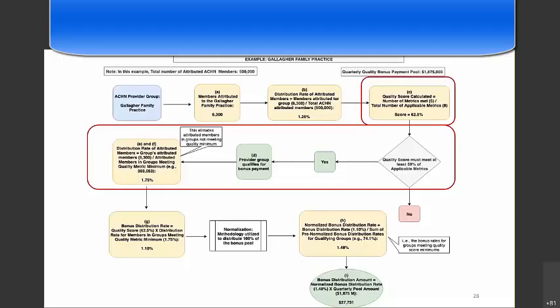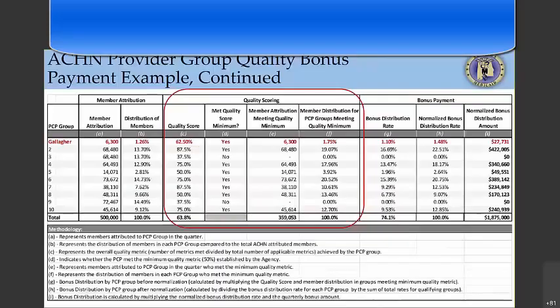This rate is calculated taking the group's attributed members, again, 6,300 in the case of Gallagher, divided by the attributed members in groups meeting the quality metric minimum. As you'll see in our next numerical scenario, in this example this number is 359,000 attributed members. What this equates to is a 1.75% distribution rate of attributed members. Again, I'll stop at this process step and move back to our numerical illustration.